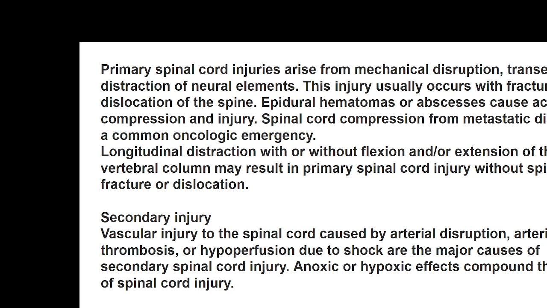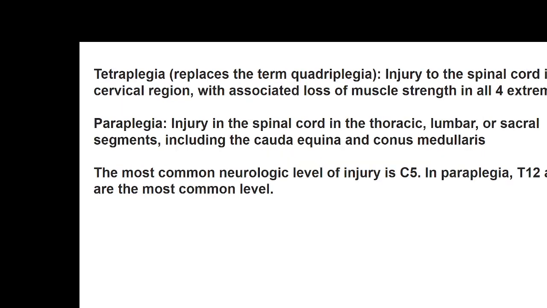Secondary injury is produced with vascular injury, when the blood flow to the spinal cord is affected either due to injury to the arteries or thrombosis of the artery, or perfusion is lesser due to shock, and spinal cord injury could occur. Either it could be anoxia or hypoxia also.